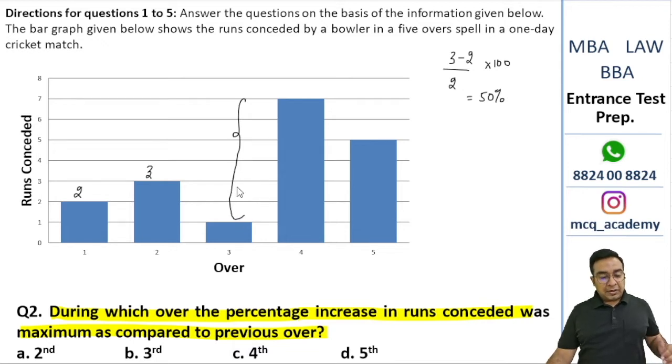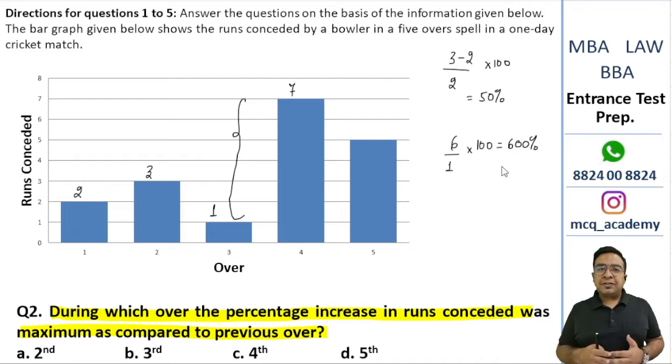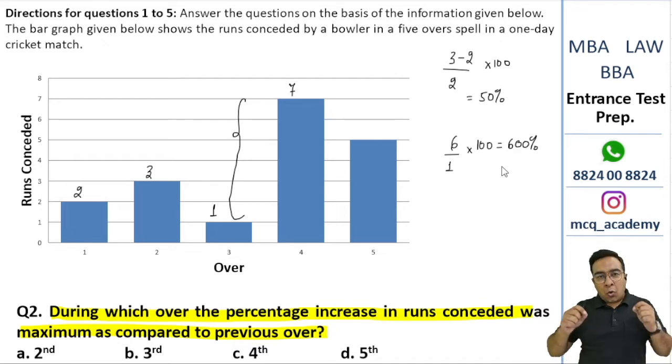4. In the third over he conceded a total of 1 run, in the fourth over he conceded a total of 7 runs. So the total percentage change had it been asked would have been equal to 6, that is 7 minus 1, 6, divided by initial number of runs, that is 1, into 100, that is equal to 600%. But here we just need to identify the over in which the percentage change has been maximum. तो वो हमें clearly दिखाई दे रहा है is while moving from 3 to 4.